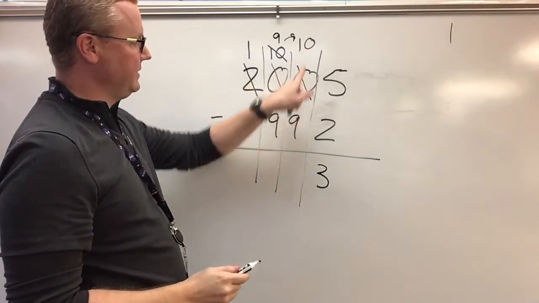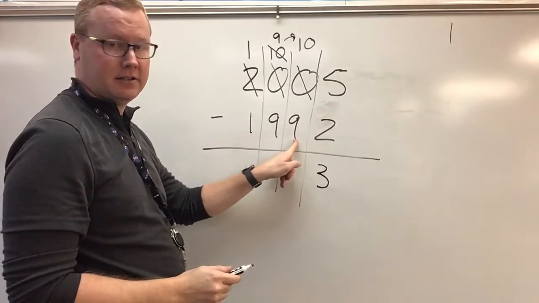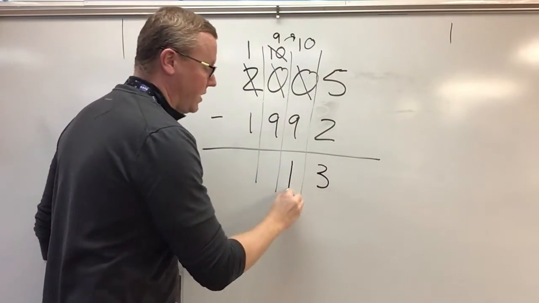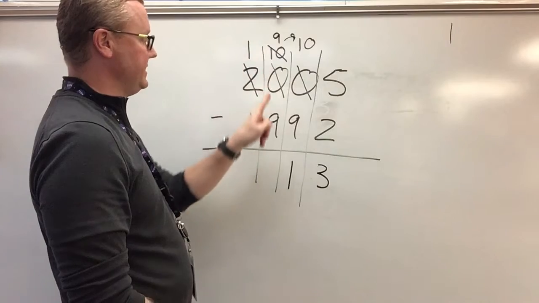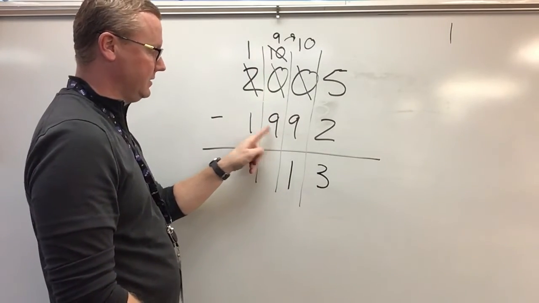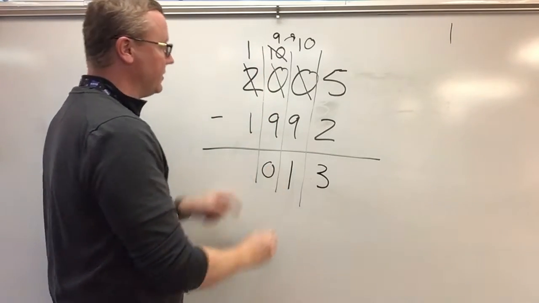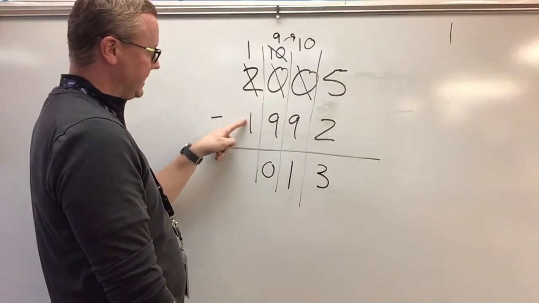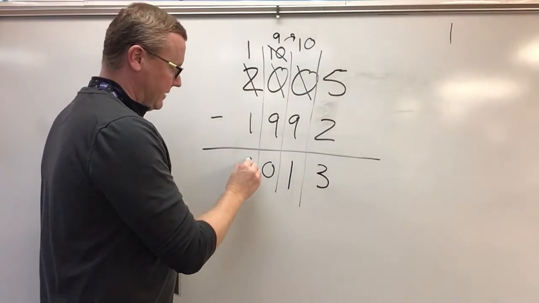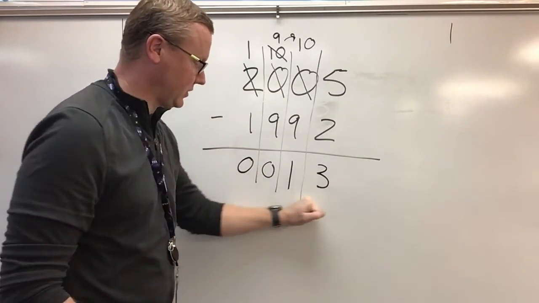Now I have 10. Can I take away 9? Yeah, I'm left with 1. I have 9. Can I take away 9? Yeah, I have 0. I have 1. Can I take away 1? I'm left with 0. So our answer is 13.